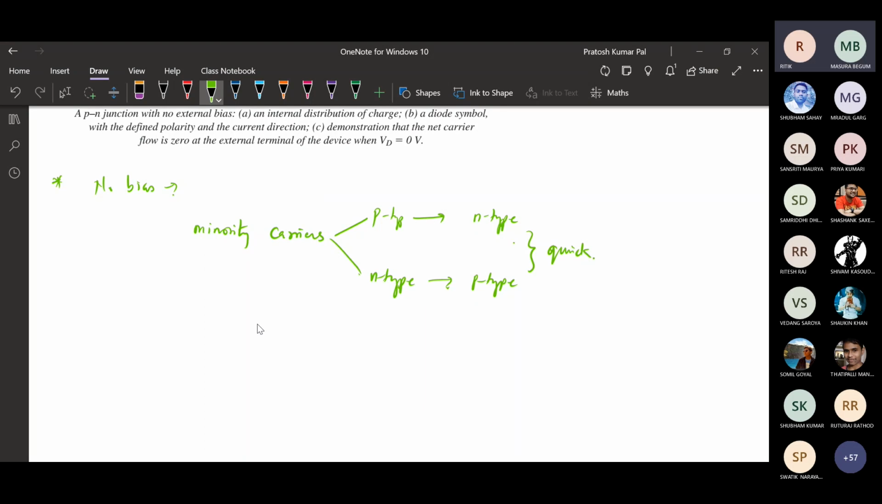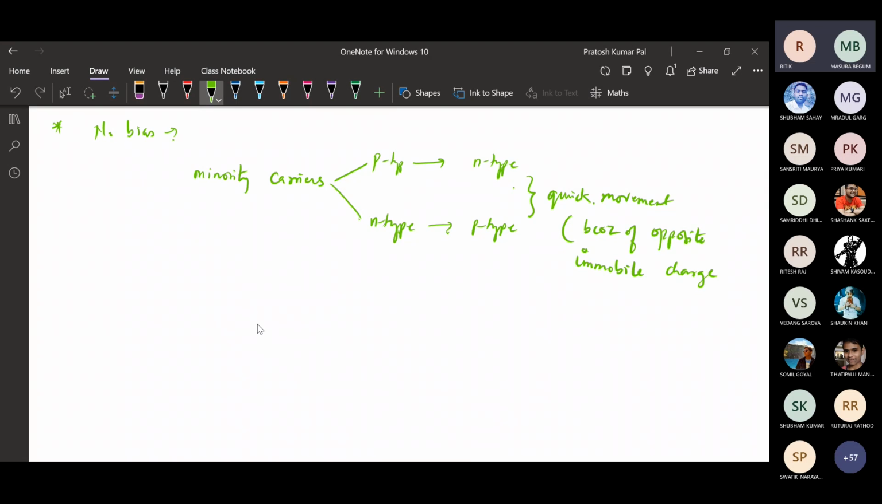That means whatever charge carriers are available as minority carriers will be moving to the opposite side quickly, and this quick movement is because of the force of attraction by opposite immobile charge carriers, or immobile ions, basically, we can write.